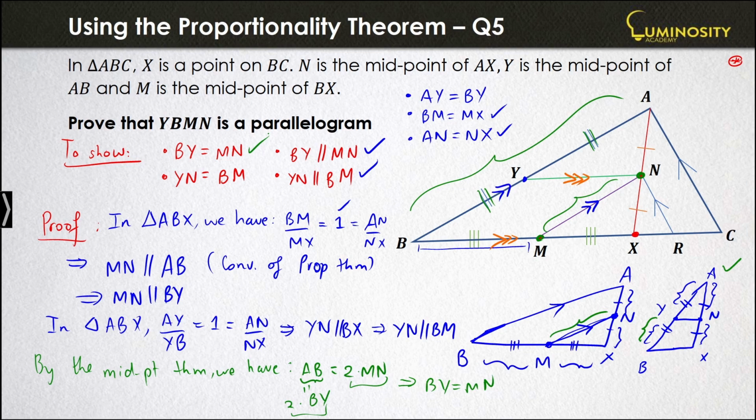Very helpful. And then let's use the midpoint theorem again to show that YN is equal to BM. Again, because these are midpoints here in triangle ABX, the length of BX is twice the length of YN. But BX itself is 2 times the amount of BM, because again, M is a midpoint between these. So I have 2BM equals 2YN. Therefore, dividing both sides by 2, I get BM equals YN. So we've successfully proven that this shape here, YBMN, is a parallelogram.